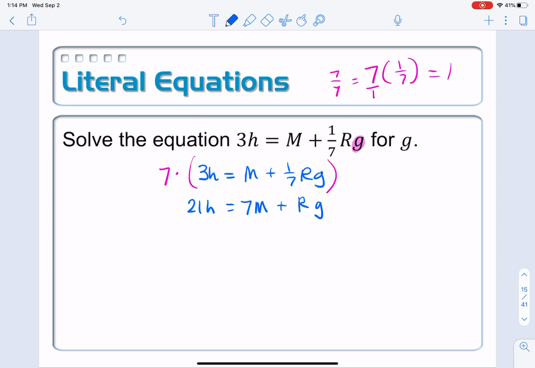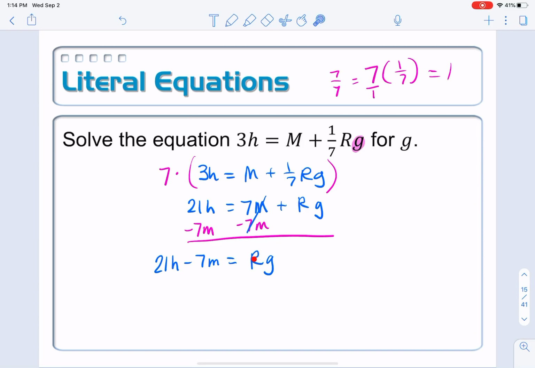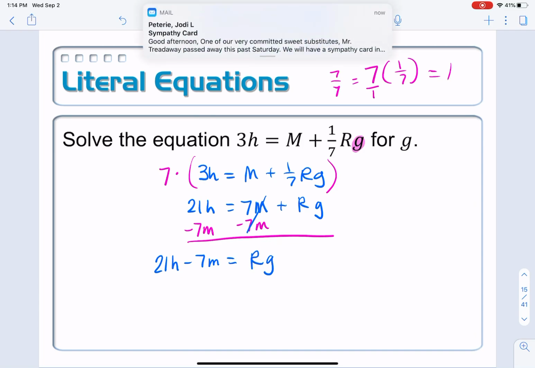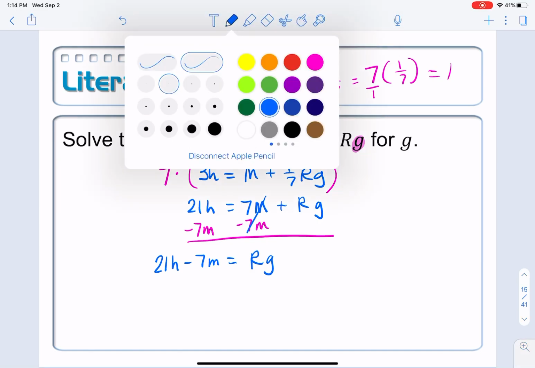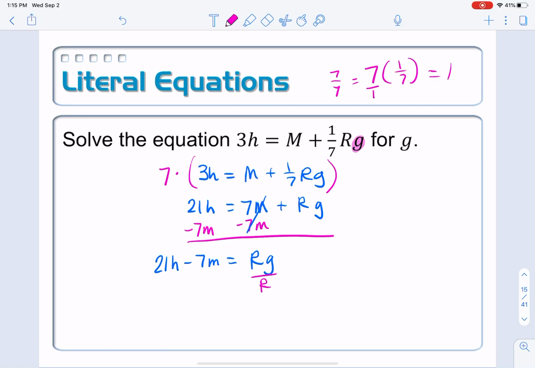So what I'm going to do is subtract this 7m to the other side of the equation. Okay, there's no common terms or like terms on the left-hand side, so I'm just going to have to list those out. 21m minus 21h, how about, minus 7m is equal to, these cancel out of course, rg. And now I only have one thing that I have to get rid of. This r is being multiplied times g, so to get rid of it, to get it to the other side, I'm going to divide both sides by r.